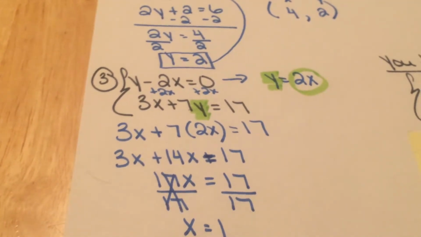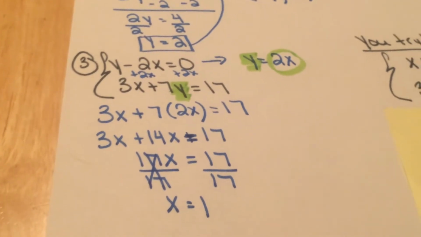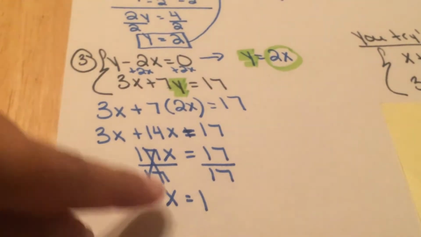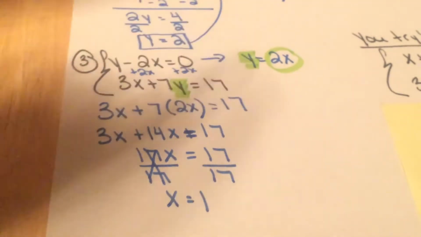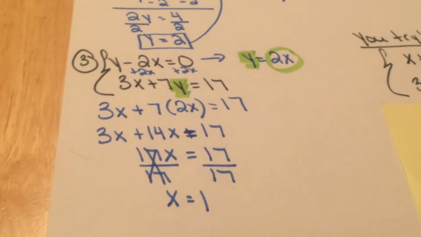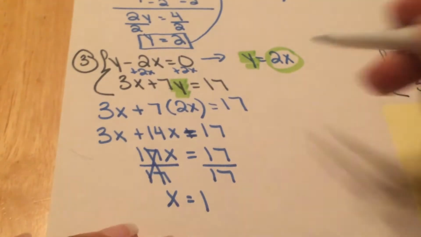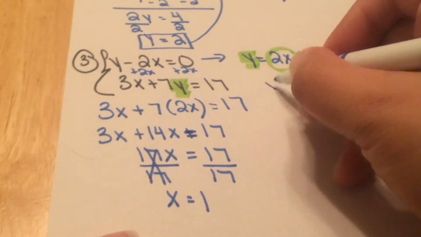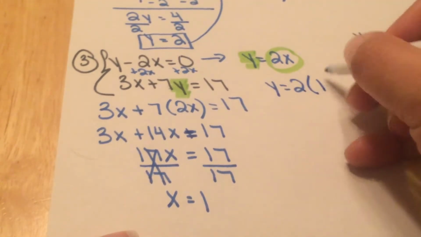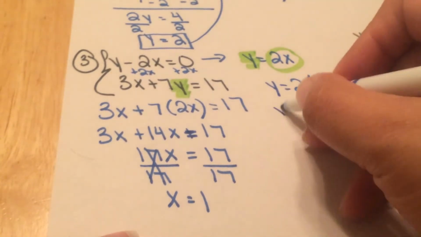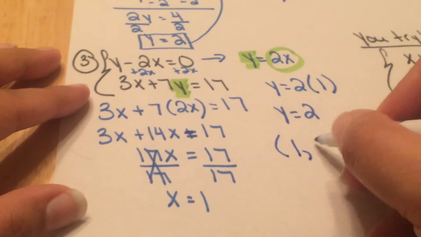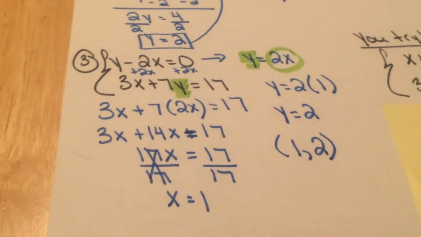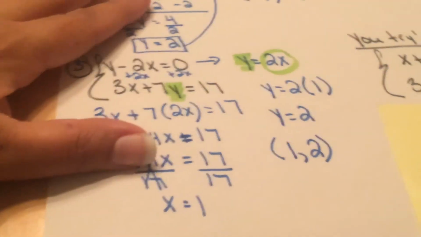But wait, we're not done yet. Now that I found my x, I can go ahead and substitute. Again, I can substitute back into my original top, my original bottom, or my manipulated top. Which one is the easiest? I'm going to go ahead and say manipulated top, so I'm going to substitute my x. So y equals 2 times 1. And what is 2 times 1? 2. So now that we have that, again, by definition, we have to have an ordered pair. So what's going to be my ordered pair? 1, 2.